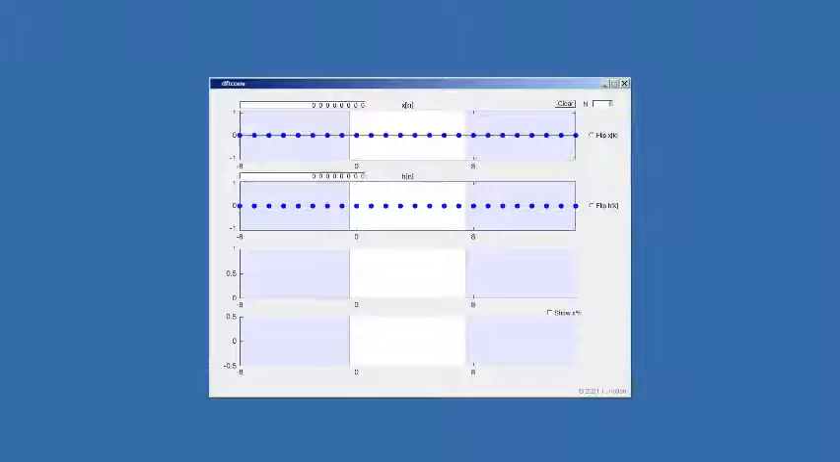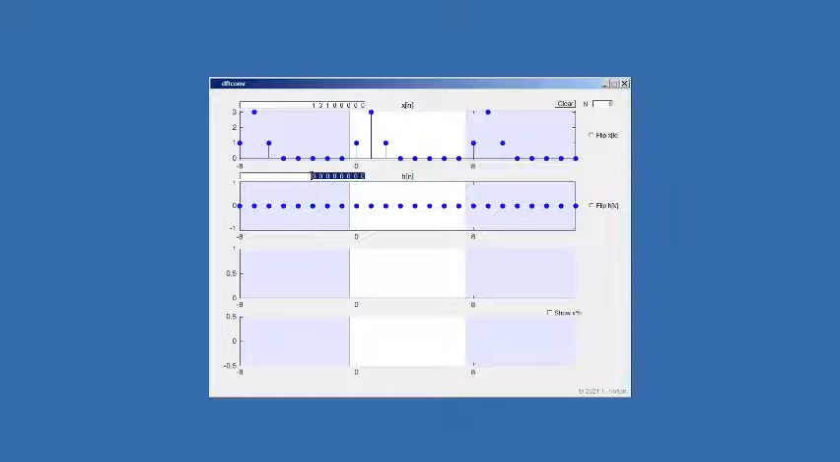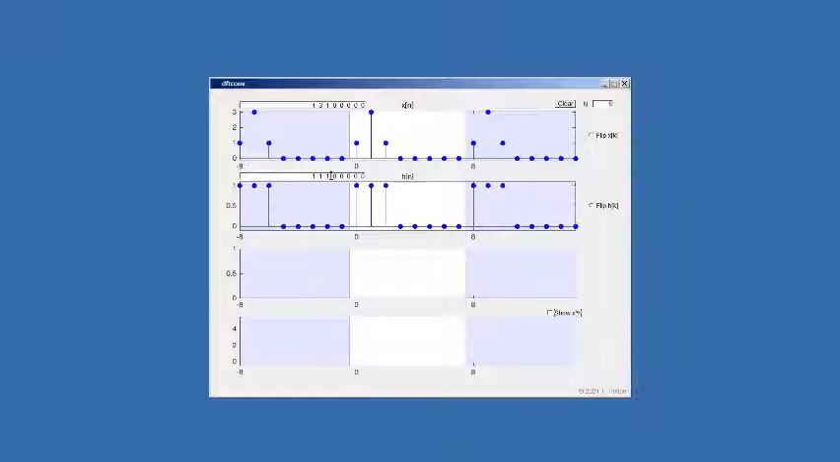This program, DFTCONV, demonstrates circular convolution. The top two panels show sequences x of n and h of n. You specify these sequences with these two boxes here and here. For example, 131 and 111. The length of both of the sequences, n, is shown in this box here.